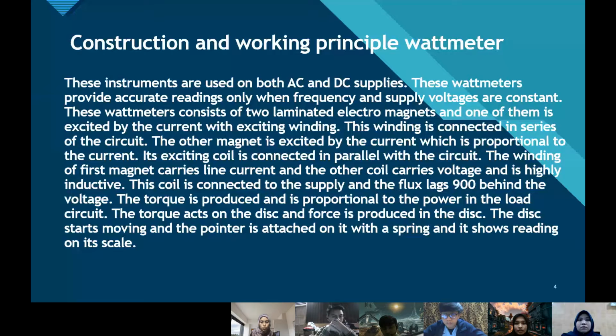The torque acts on the disc and a force is produced on the disc. The disc starts moving and the pointer is attached to it with a spring, and it shows the reading on its scale. Thank you.